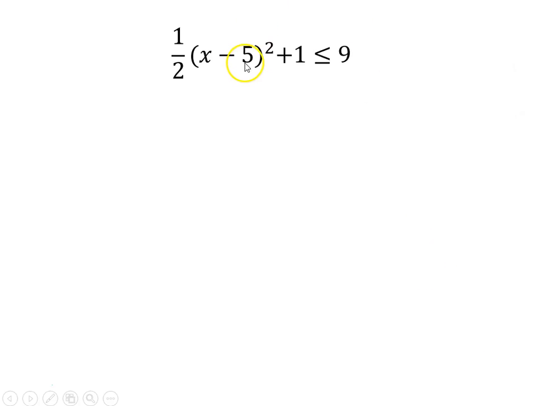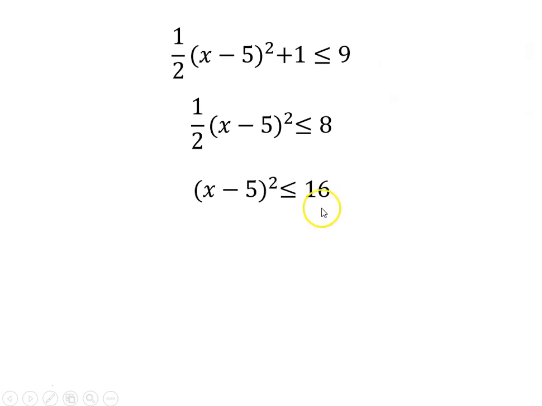Another one here, we'll solve algebraically. Isolate the squared expression, so subtract 1 on both sides. That 9 becomes an 8. Multiply both sides by 2, and you get a 16. We're going to square root both sides, so we get 4, because 4 times 4 is 16, or negative 4 times negative 4 is also 16, and notice that the sign flips.